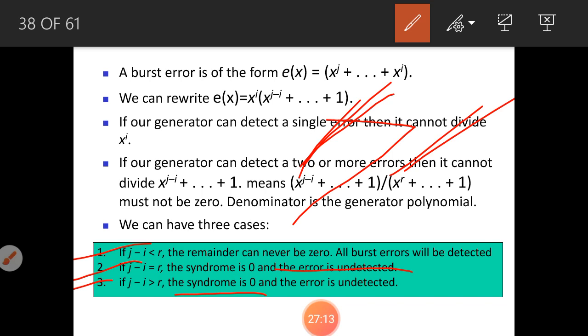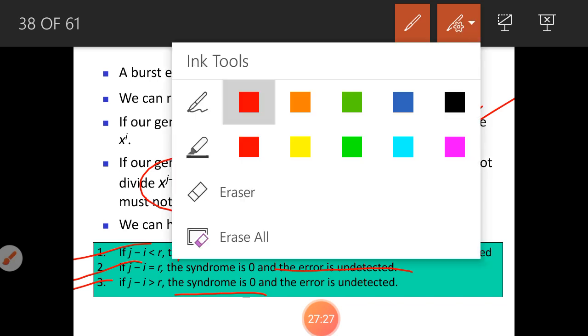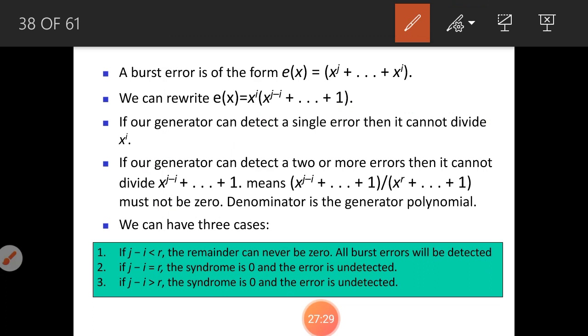Okay, so that's why they say in the burst error equation, if this particular error is not divided, then only the error can be detected. If it is divided, the error cannot be detected. Okay, so this is all about the burst error.